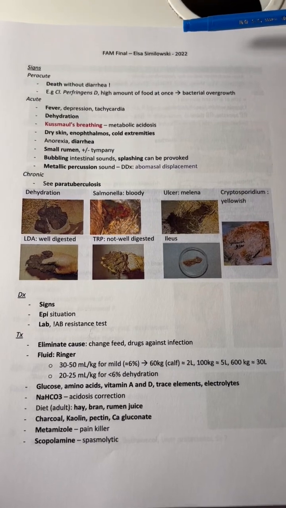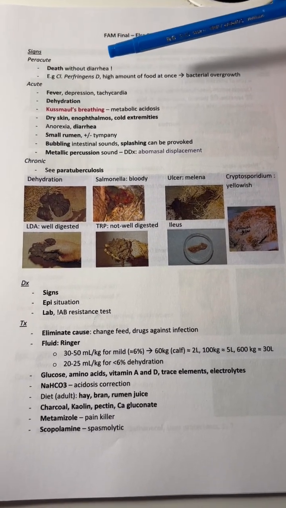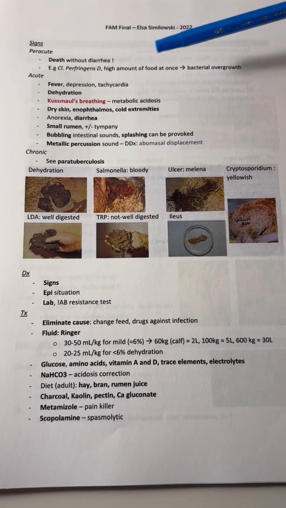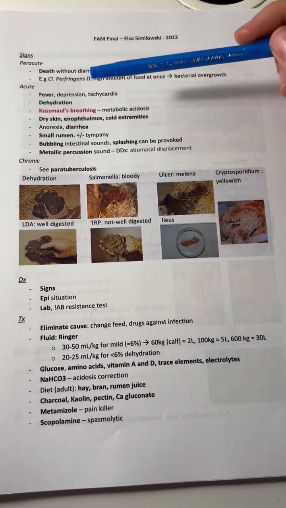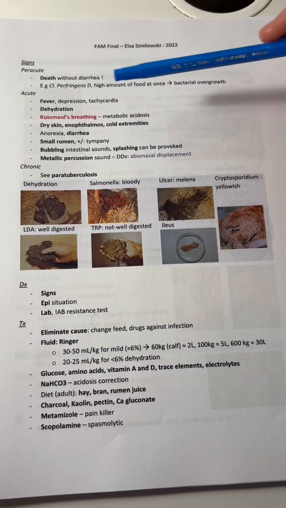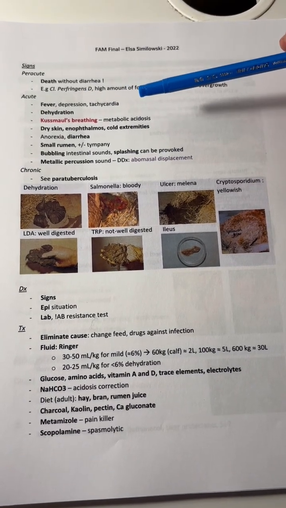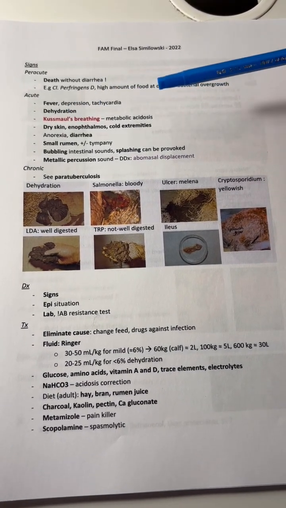The sign of peracute diarrhea is death without diarrhea. This can happen in the case of Clostridium perfringens D. So when you give a high amount of food at once, it causes bacterial overgrowth. Signs of acute diarrhea are fever, dehydration, Kussmaul breathing, which happens in the case of metabolic acidosis, as well as dry skin and cold extremities.